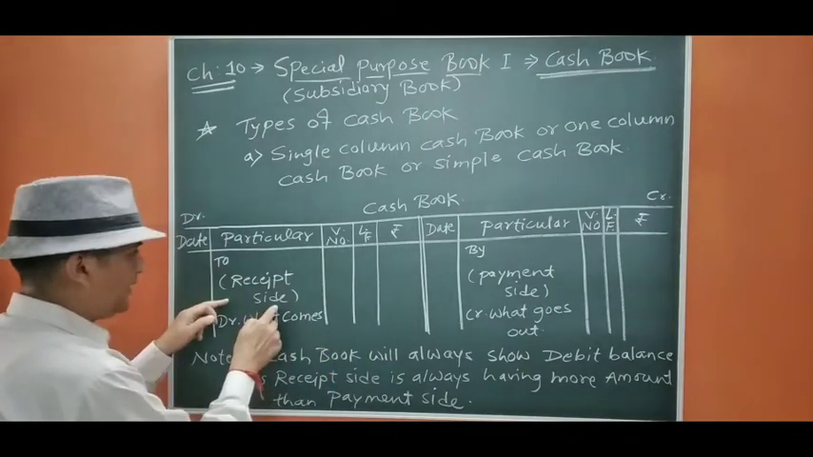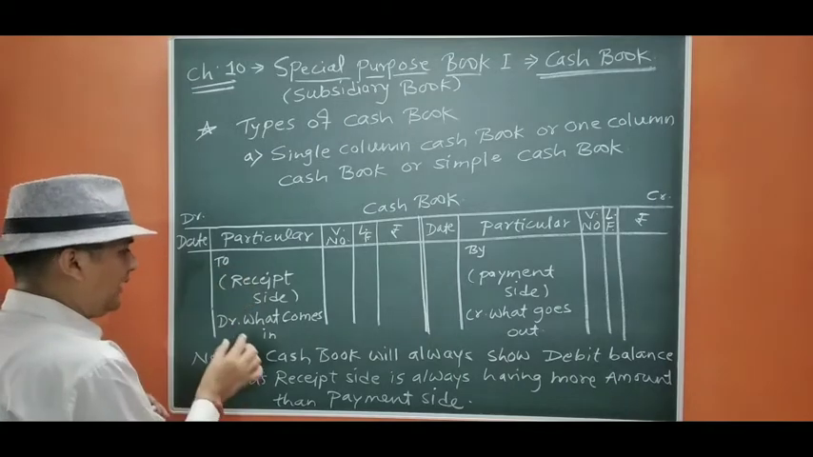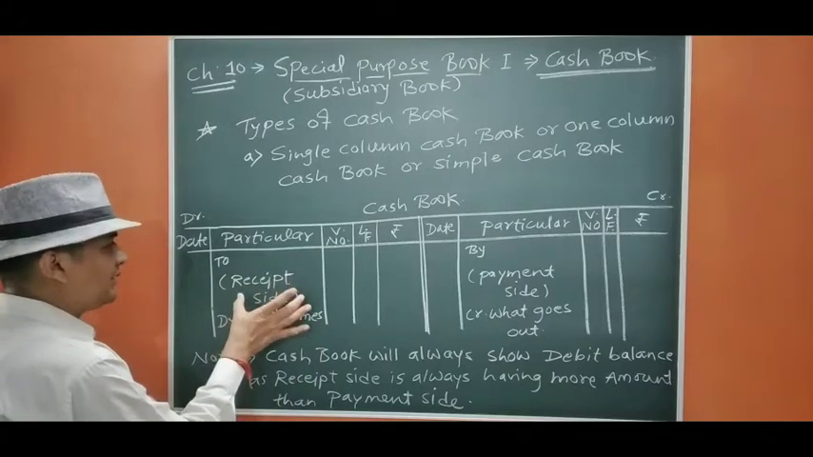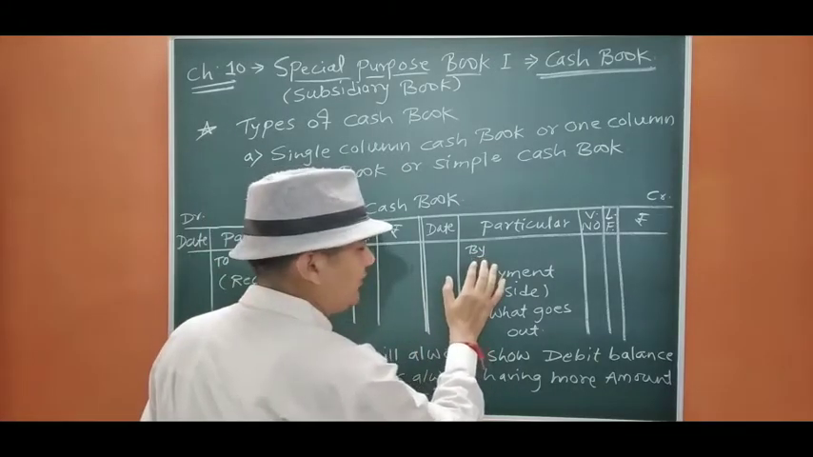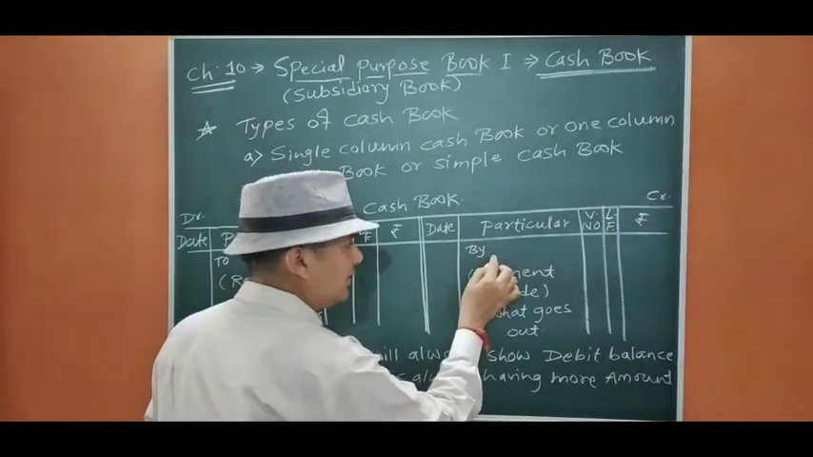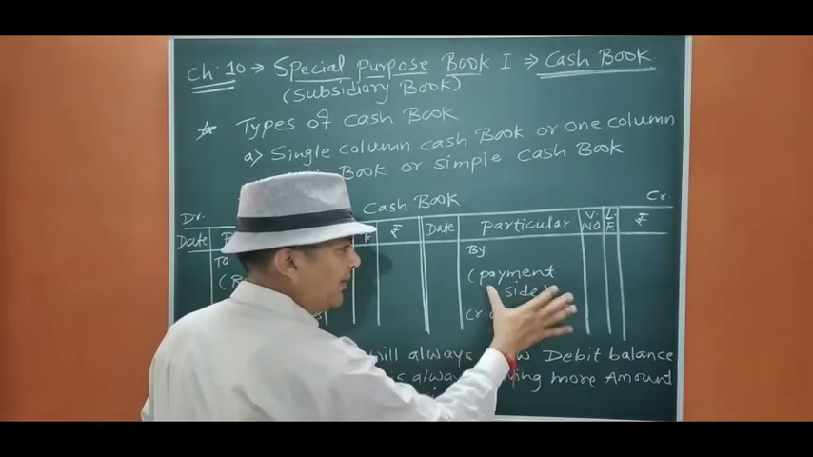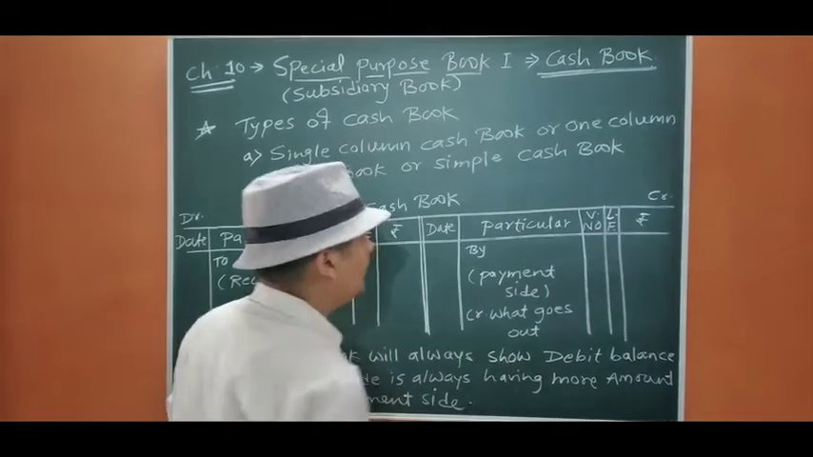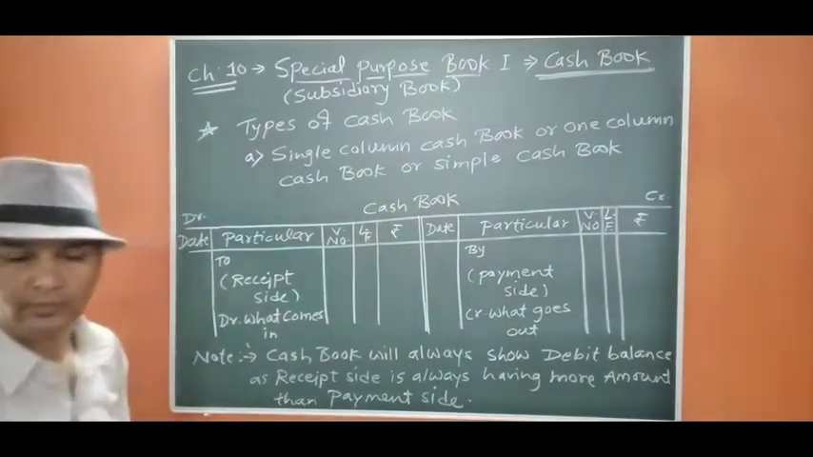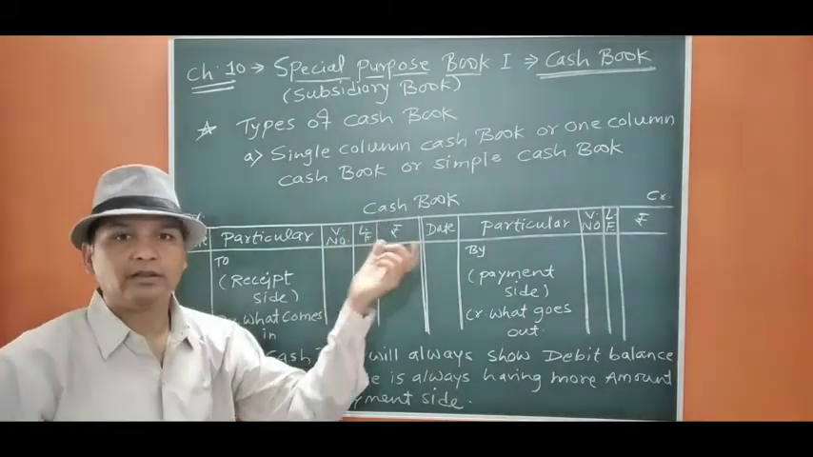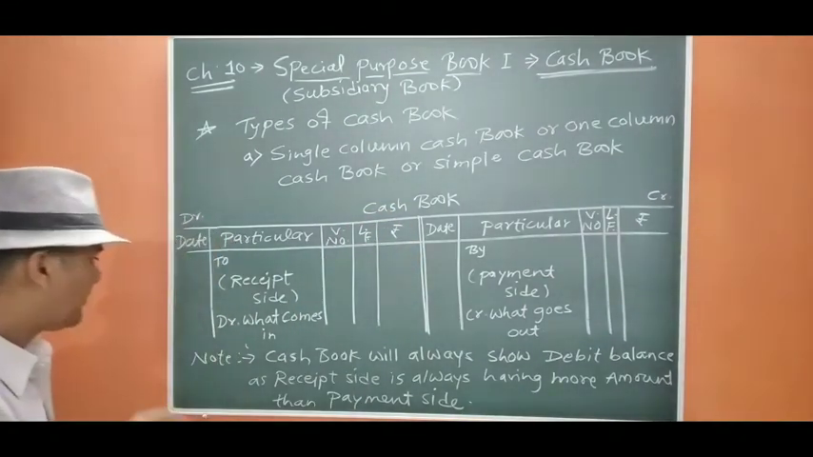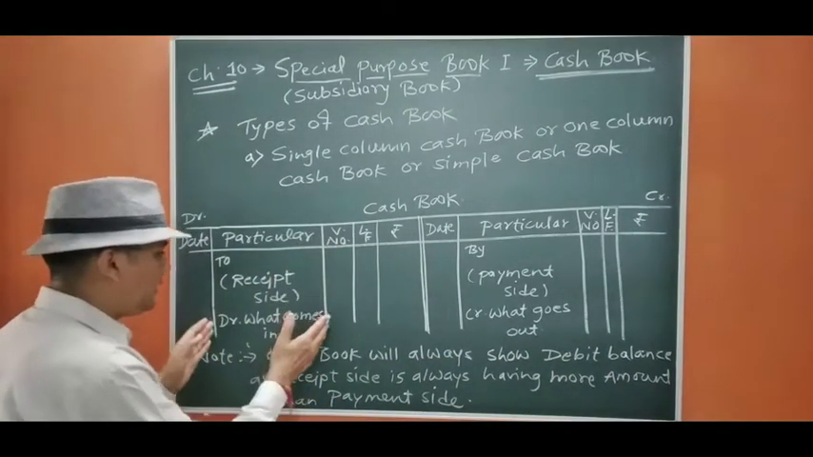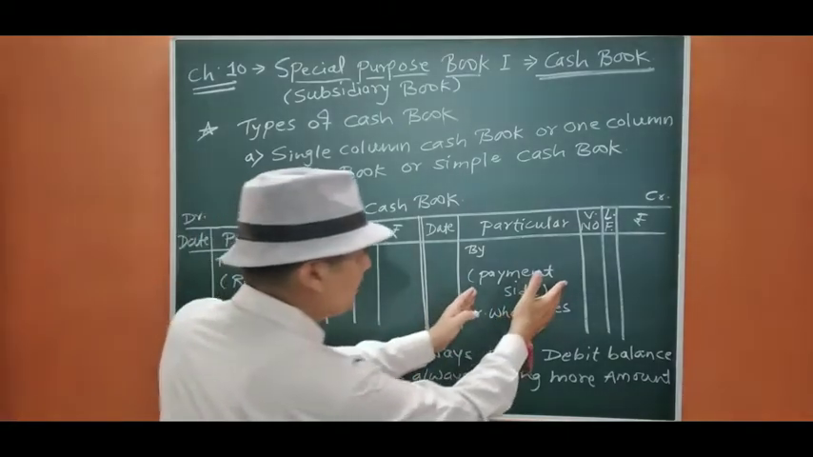This is our receipt side. We start with To. And as you know, debit what comes in, so what comes in, that is receipt, will be recorded here. On this side we record by writing By, that is the credit side. We record payments here, and why do we record payments here? Credit what goes out, because cash is a real account. Note, the cash book will always show a debit balance. That means the receipt side is always more than the payment side.